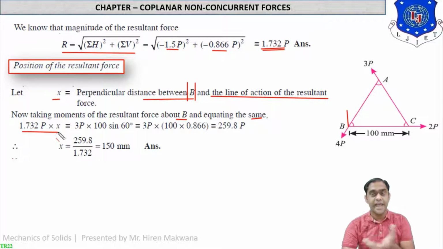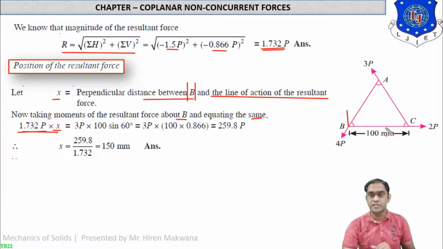Where is x? X is not visible in the picture, but actually x is the distance between the resultant and point B, as in this figure. Repeating again, x is the perpendicular distance between the resultant force and point B. Whether it is from the upper side of point B, the lower side, the right side or the left side, we don't know it. Okay, just take it arbitrarily r into x. So here it is 1.732p into x.